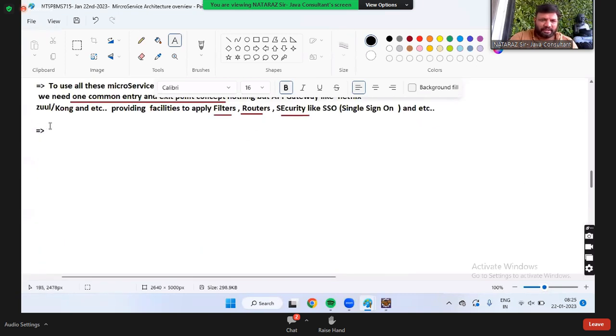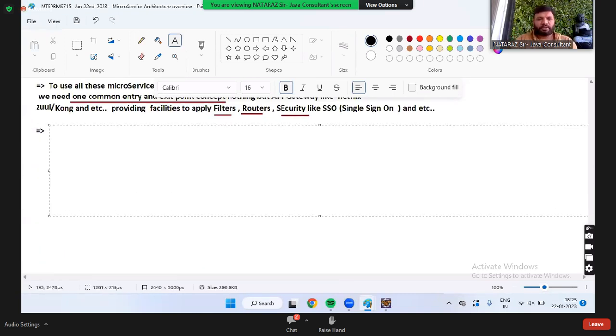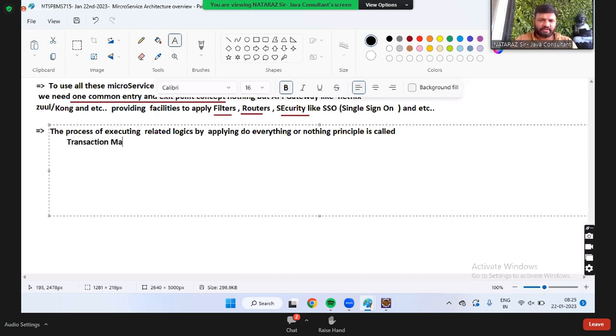Super, guys. Tell me, the process of executing related logics by applying the do-everything-or-nothing principle is called transaction management.